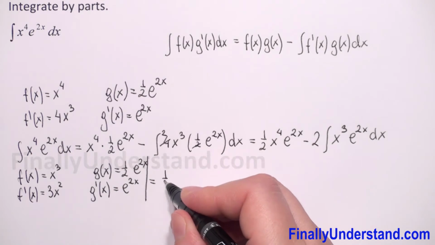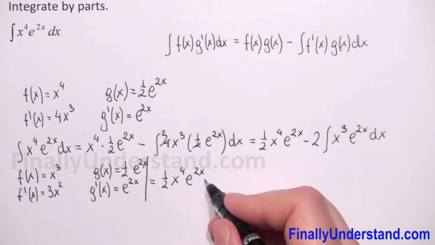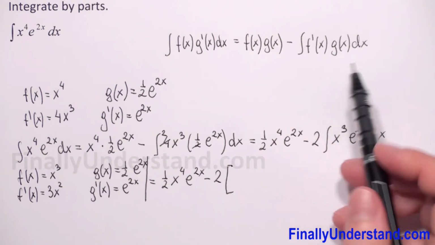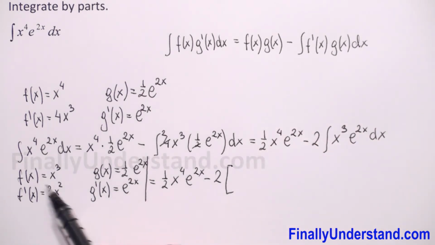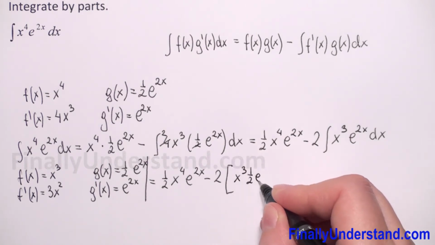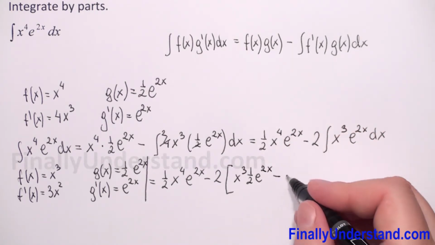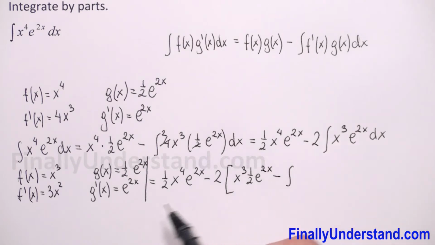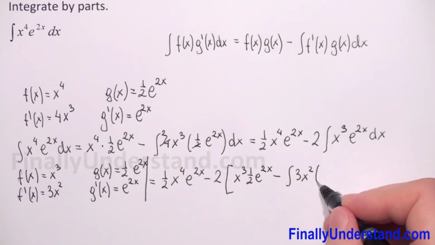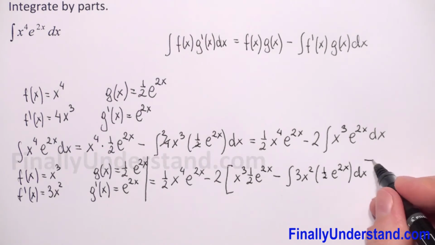beginning. We have 1/2 x to the 4th power e to the power 2x minus 2, and now in brackets we have to use this formula again. f times g first, so we have x cubed times 1/2 e to the power 2x, minus, and we have now the integral of f prime, which is 3x squared, times g, which is 1/2 e to the power 2x, with respect to x. Close brackets.